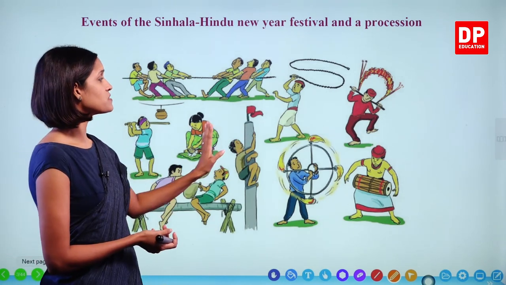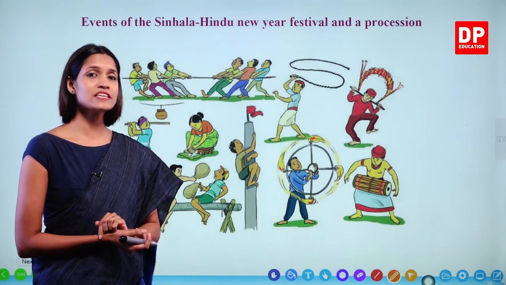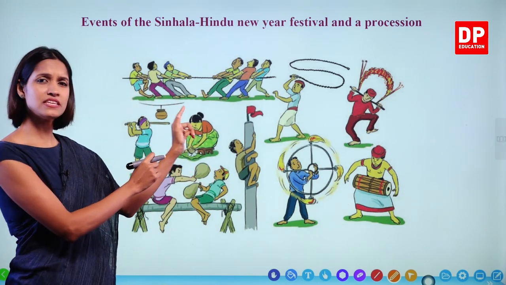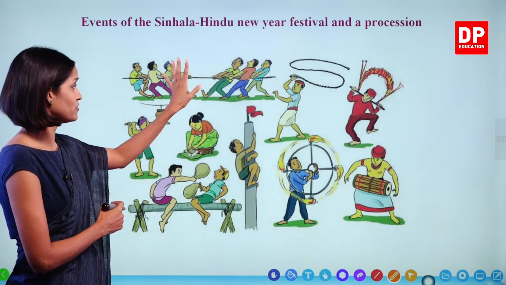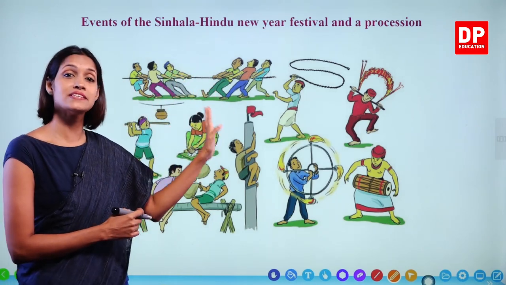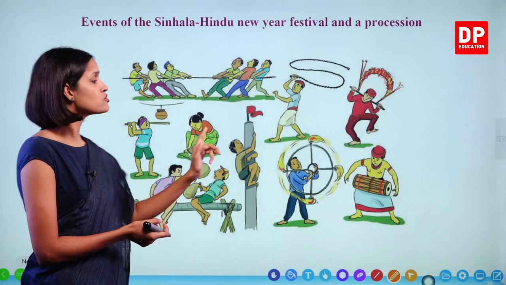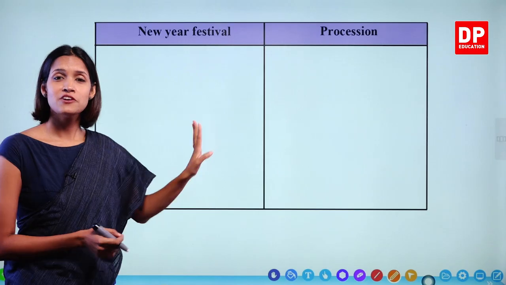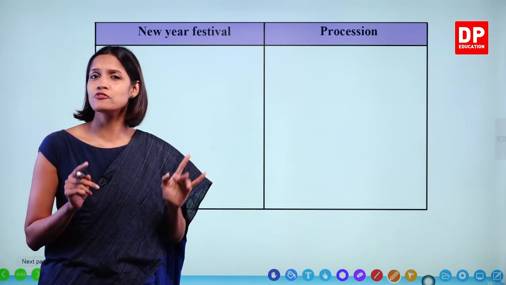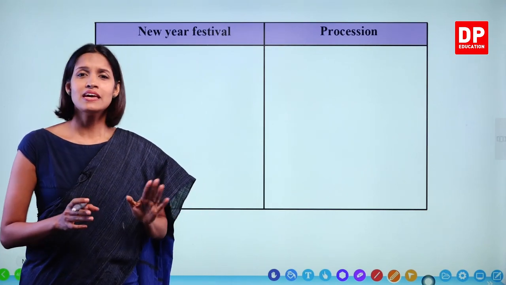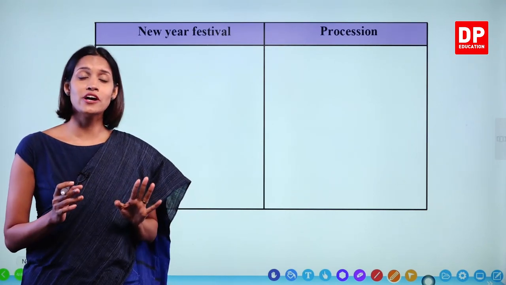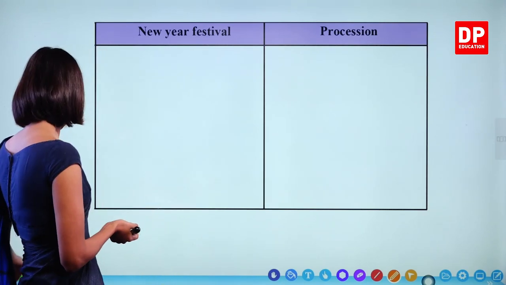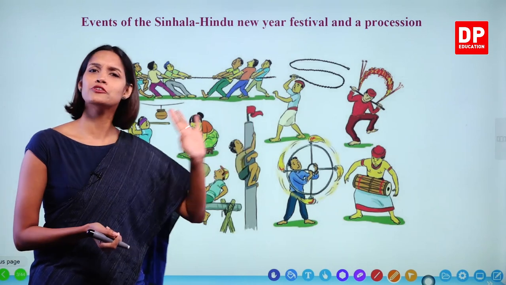Okay, children. So first of all, what you have to do is you have to write down what are these activities. So what are the activities that are coming under New Year festival and what are the activities that are coming under the procession. So you can include them in a table like this. So first of all, you all have to start to do this activity. And after you complete this one, you can watch how I explain this one. Okay? Right. So you all start to do this activity.